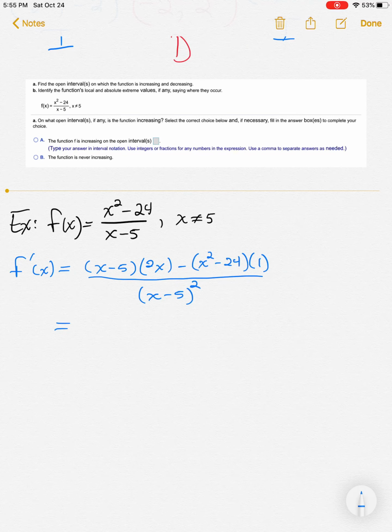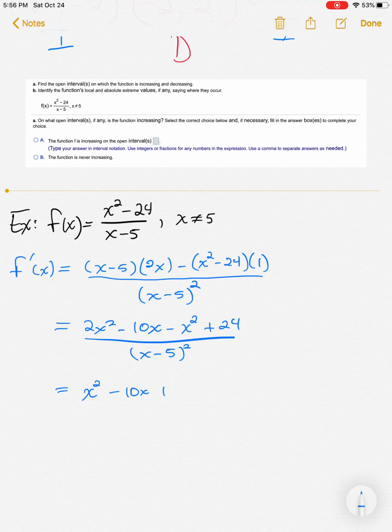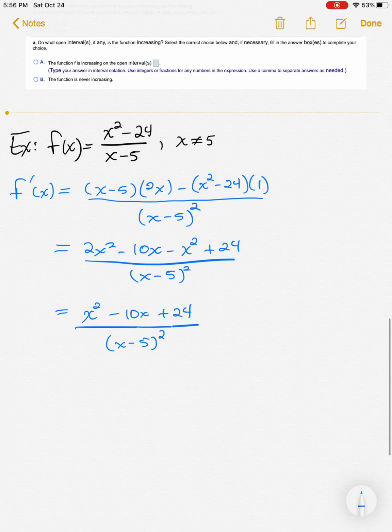All right. And simplifying, after we simplify this, we have 2x squared minus 10x minus x squared plus 24 all over x minus 5 squared. That equals x squared minus 10x plus 24 all over x minus 5 squared.